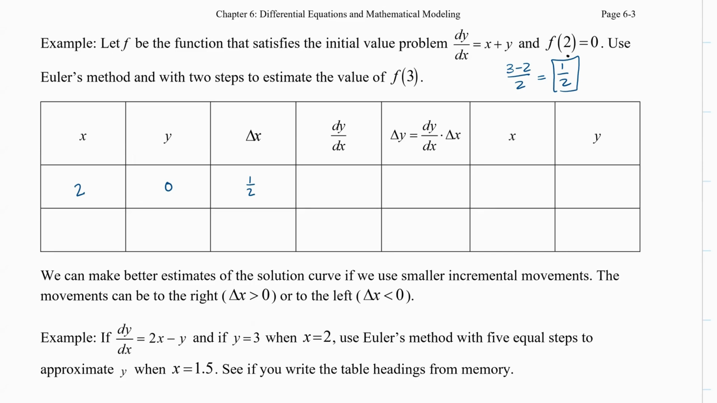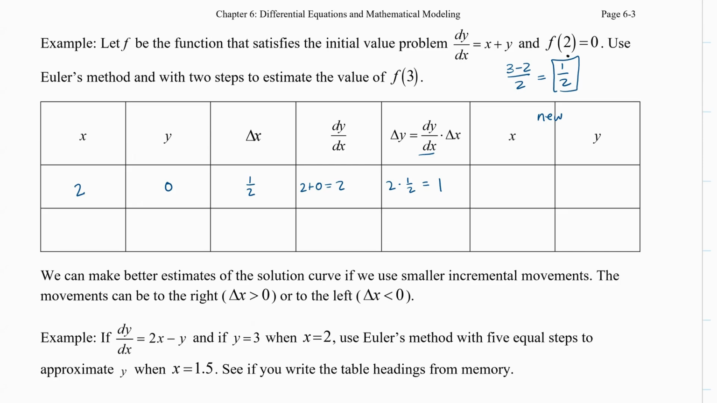Now, here's how the rest of this method works. We're going to find out the size of the slope at that location. And in this case, the slope is 2 plus 0, which is equal to 2. Now, how much the y moves is dependent on the value of dy dx multiplying it by the value of delta x, or in this case, equal to 1. Now, these are going to be our new x and y values.